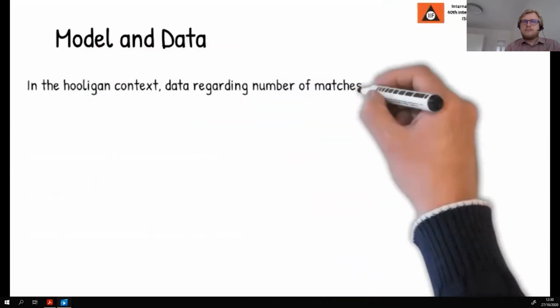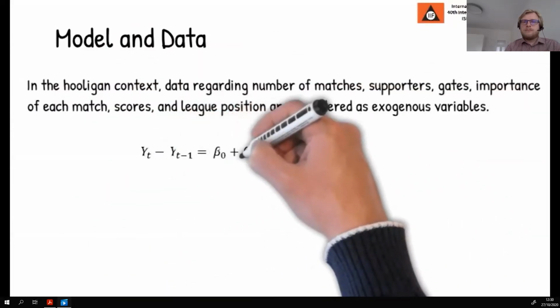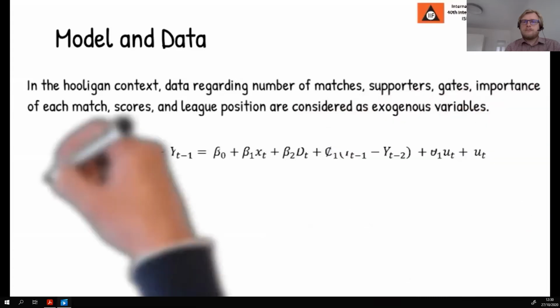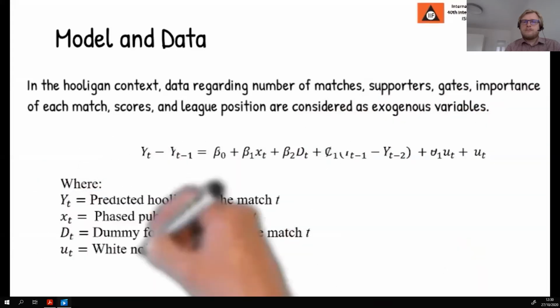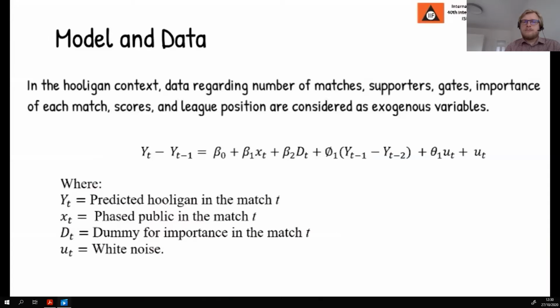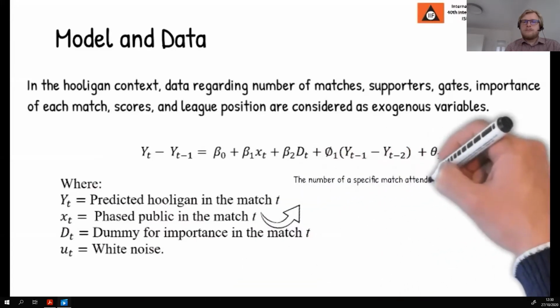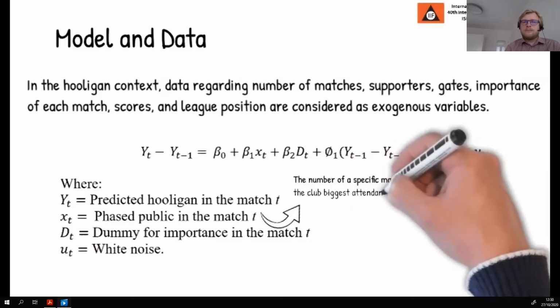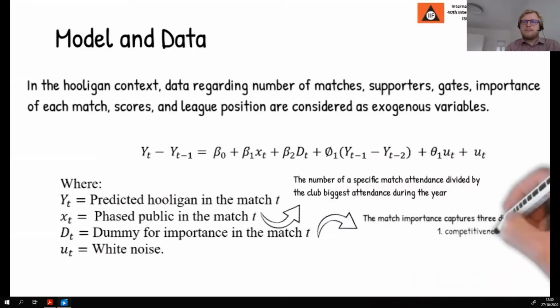We model the scenario by considering the effects of time, context, and the exogenous variables. The exogenous variables in our model are the phased public and the importance for each specific match. The phased public is the attendance of a specific match divided by the biggest attendance for that particular club in that particular year. And the importance is related to three categories or three dimensions.